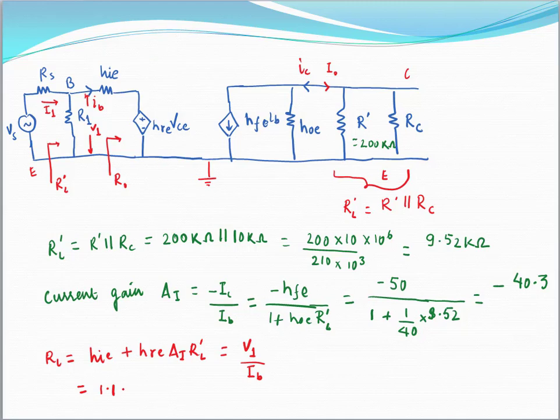one point one K plus 2.5 into 10 to the power minus 4 into minus of 40.3 into 9.52K. So if you calculate it, approximately, it is coming around 1 kilo.